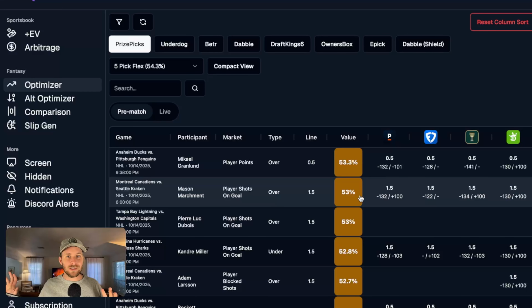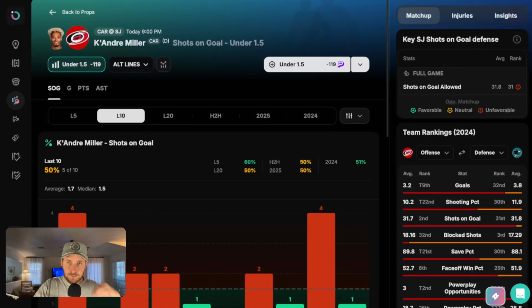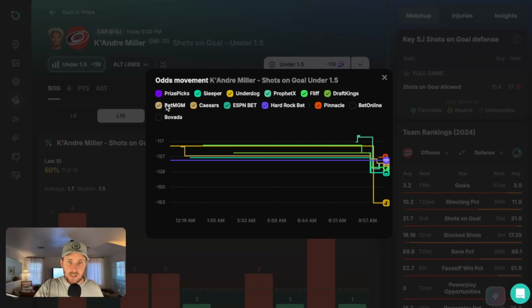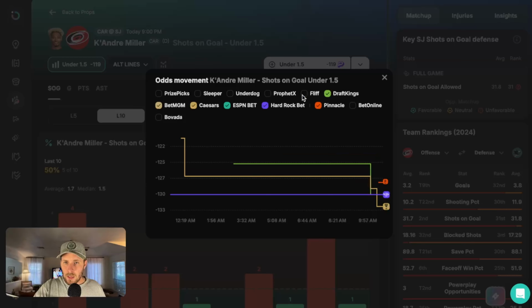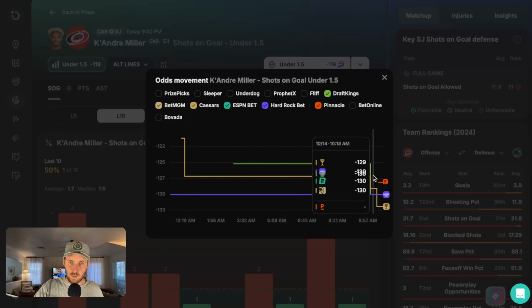So I saved you all of the time, energy, and effort because I went ahead and found 2 plays using this model. And that is this Keandre Miller going under 1.5 shots. And as you can see here, let's take a look at this and clean some of this up. And there we go. So really what I like here is this DraftKings has opened up at minus 125. And now what we're seeing DraftKings at is minus 130. So it's a 5 cent difference.